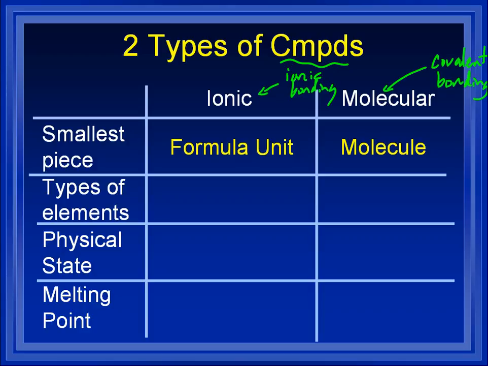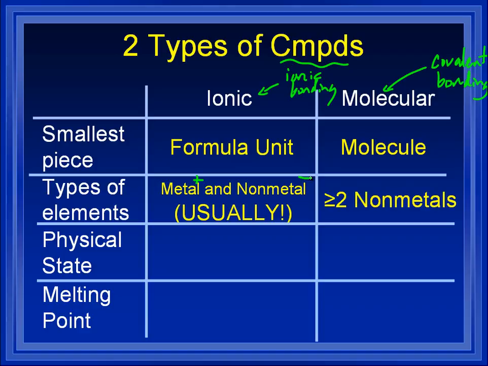What kind of elements do you have in an ionic compound? A metal and a non-metal. Usually. And I put usually there. The bigger thing is that you usually have a cation, so it's usually a metal cation, and a non-metal anion. So a positive and a negative, a cation and an anion. And again, usually that cation is a metal, but not always. In a molecular compound, that's a non-metal bonded to a non-metal. So it's 2 or more non-metals.